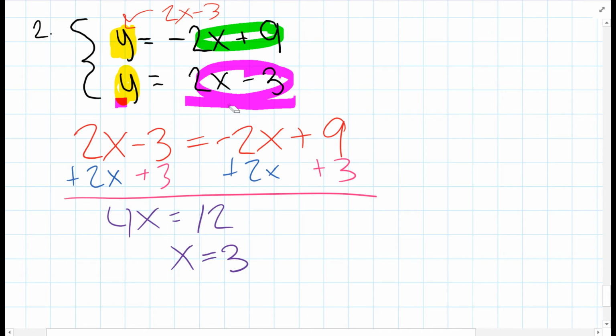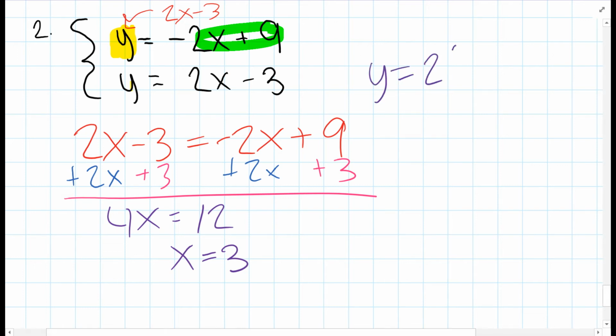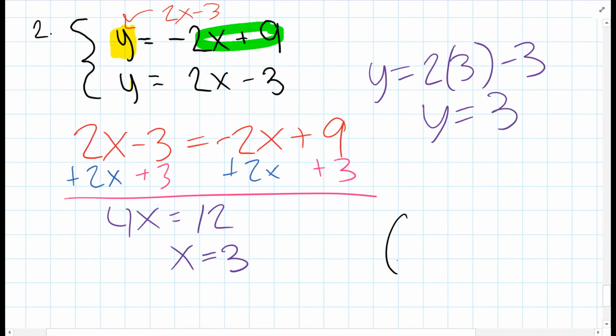And then I'm going to plug that into my bottom equation just so I don't have to deal with any negative signs, and I'm going to get y equals 2 times 3 minus 3. 2 times 3 is 6. y equals 3 also. So my answer is going to be the point (3, 3).